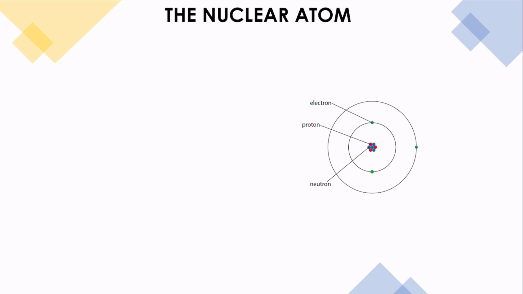We can see here we have an atom. We have protons and neutrons, positive protons and neutral neutrons, and they are found in the center of the atom, making up the nucleus. Then we have electrons. Electrons are surrounding the nucleus, and they are moving in what's called energy levels.